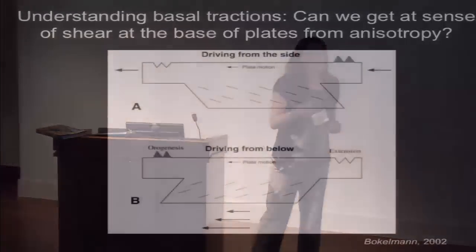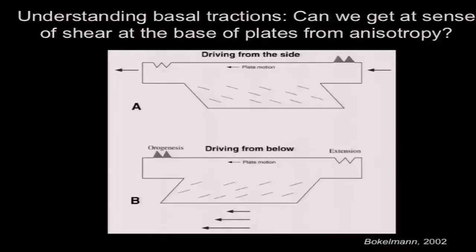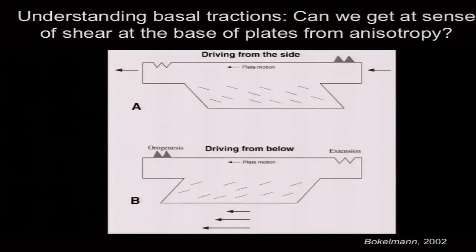I also wanted to talk, because it came up in the discussion earlier this week and several people asked me about it afterwards, about getting at the sense of shear at the base of plates using seismic anisotropy. The question here is about two end-member models: a plate that is attached to a slab somewhere and is driven from the side by slab pull, versus a plate with significant basal tractions that is being pushed along by active mantle flow.